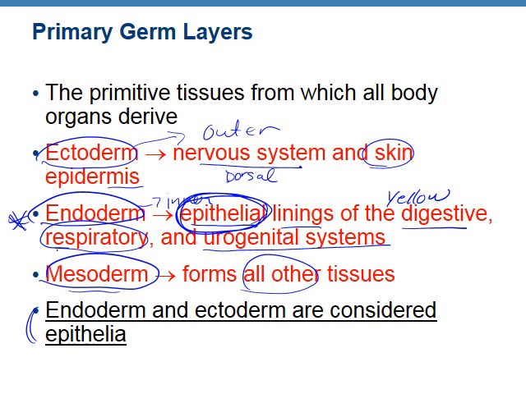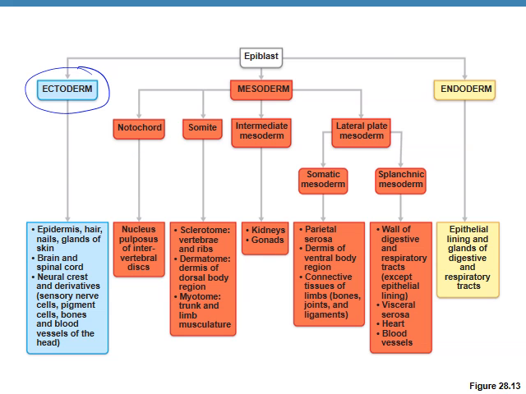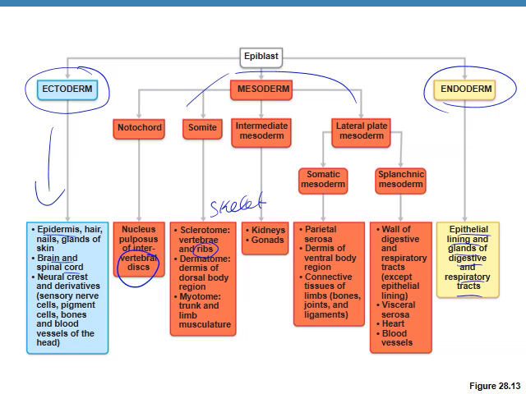So let's look at a more detailed image from the textbook. Here we have ectoderm, which lists all the structures: the epidermis, the hair, the glands, the brain, the spinal cord, right? Then we do endoderm, all the epithelial linings and glands, digestive, respiratory tract. You can see why we call mesoderm the catch-all, right? It's everything else. So vertebral discs, ribs. So I'm thinking skeleton, yeah? Myotomes, probably something to do with muscle. How do I know? Because it's got myo, right?